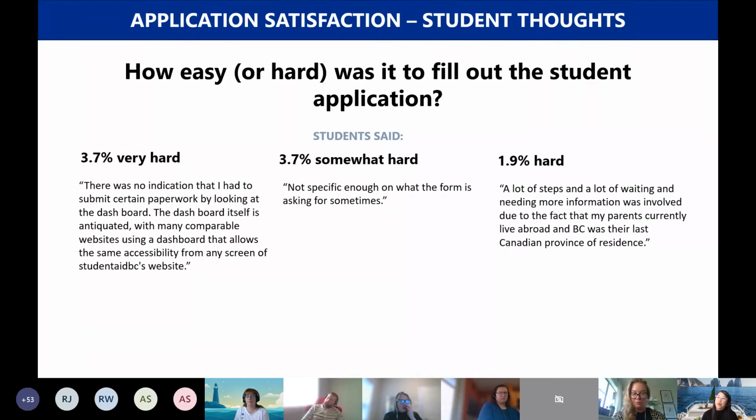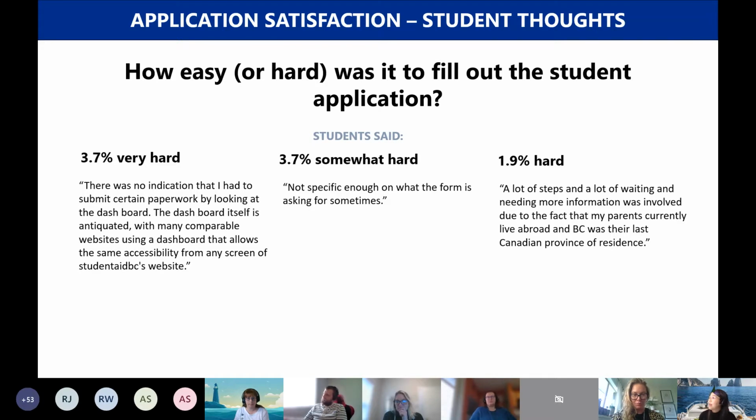And then 3.7% said it was very hard. "There was no indication that I had to submit certain paperwork by looking at the dashboard itself." So this is really great feedback that we need to be more transparent in identifying where the student is at in their journey, so that they know where they're at and also what the next steps are. 3.7% said it was somewhat hard: "Not specific enough on what the form is asking for sometimes." I think we know that.